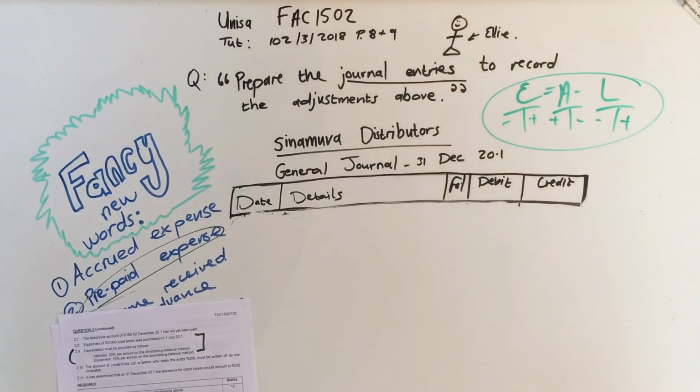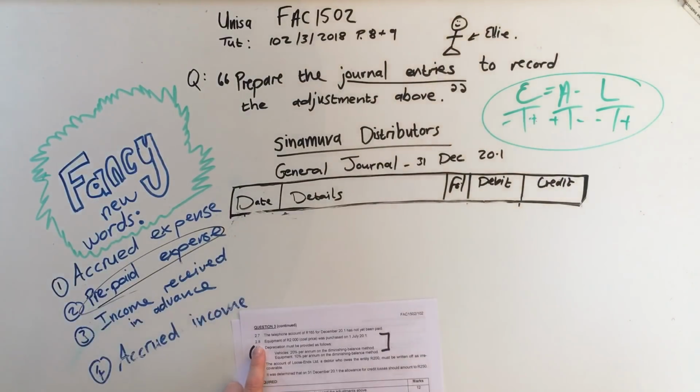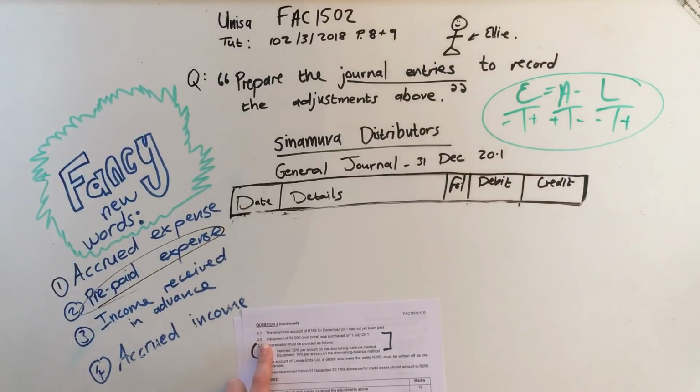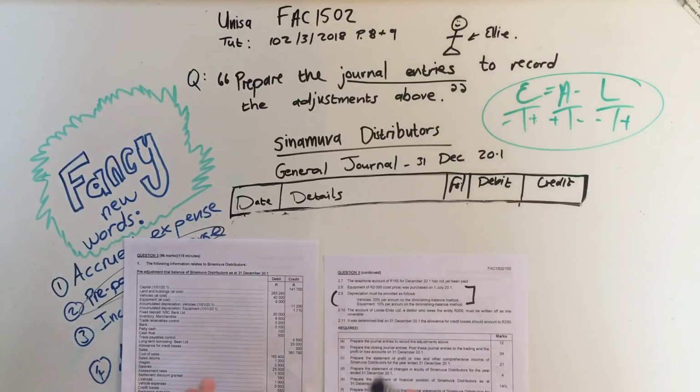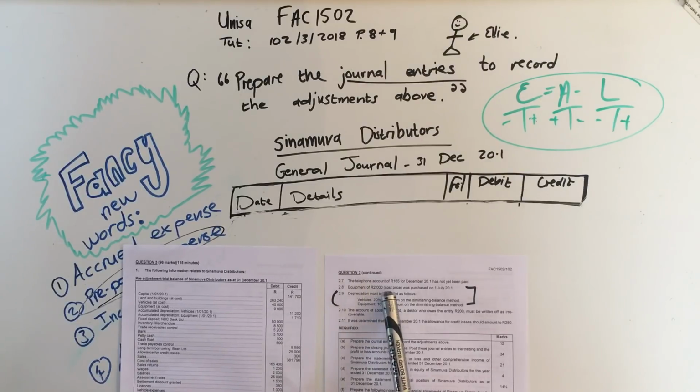Okay guys, I'm going to pick up where I left off, which is 2.8 of journal entries and adjustments. 2.8 says equipment of 2,000 Rand cost price was purchased on the 1st of July. So we are at the end of December, so that's the middle of the year. Now, I was a little bit confused about whether or not that equipment has been accounted for.